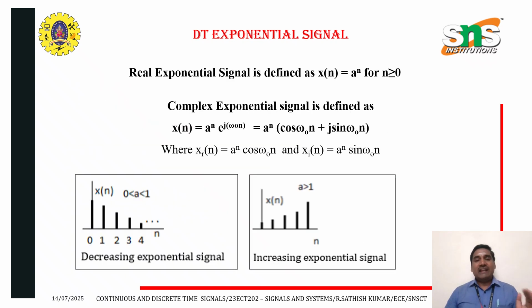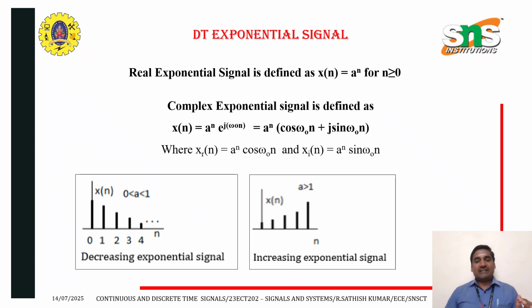Next one, the real exponential signal is defined as x of n is equal to a power n for n greater than or equal to 0. Then a power n into e power j omega naught n is equal to a power n into cos omega naught n plus j sin omega naught n.